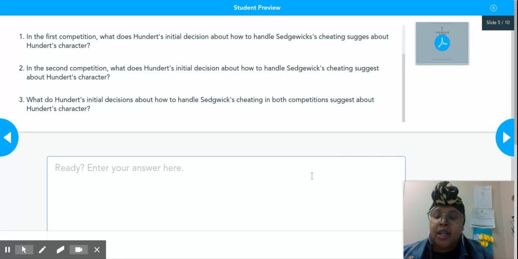Also, make sure that you use evidence from the text to support your answer. Don't just give me a one-sentence statement. Find evidence from the text that supports what you have to say and the page number on which it was found.